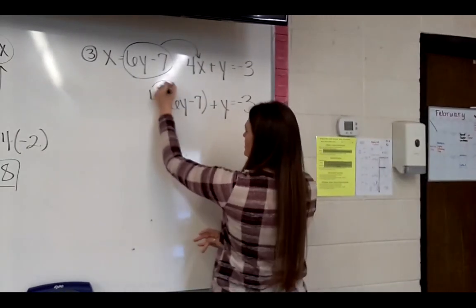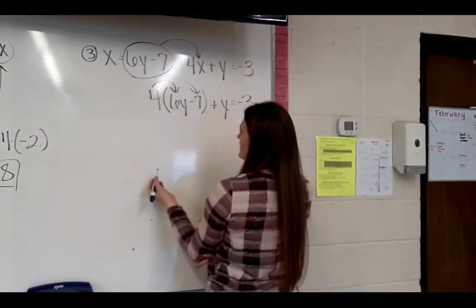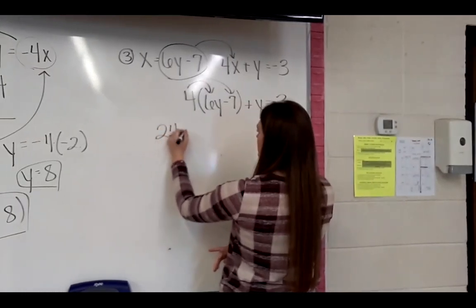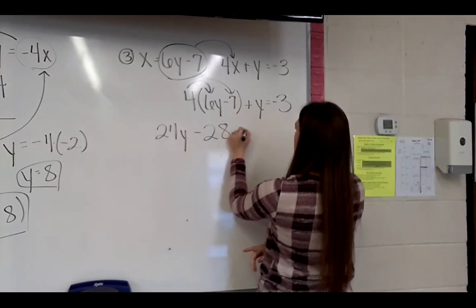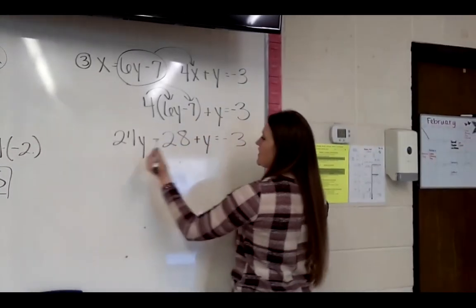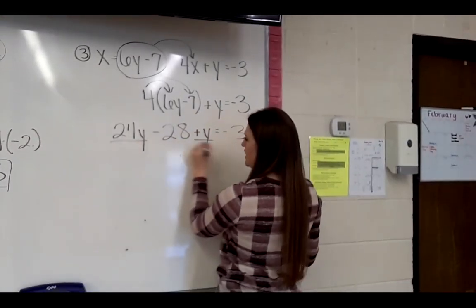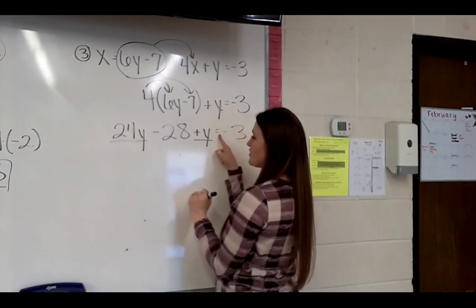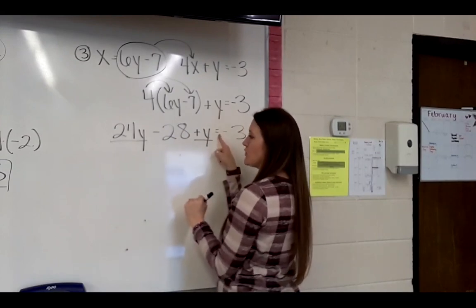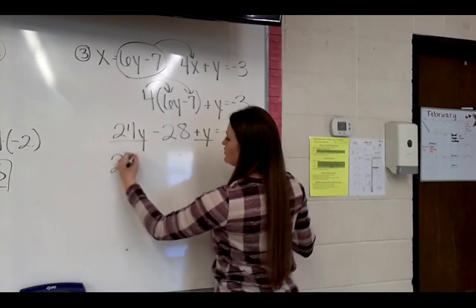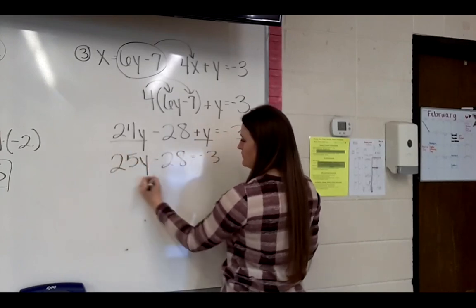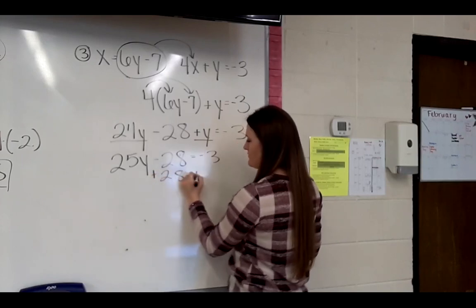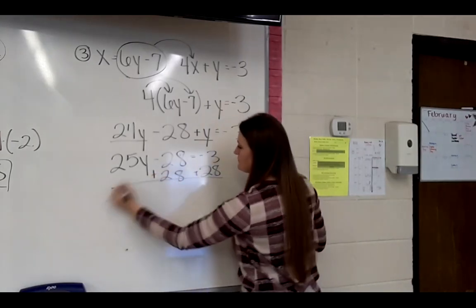First thing we have to do is distribute. 4 times 6y is 24y. 4 times 7 is 28, plus y equals negative 3. I have 24y here plus y here, so I'm going to just do those because they're on the same side of the equal sign. 24 plus one more, I have 25y minus 28 equals negative 3. Now I'm solving for y. I get rid of the 28.